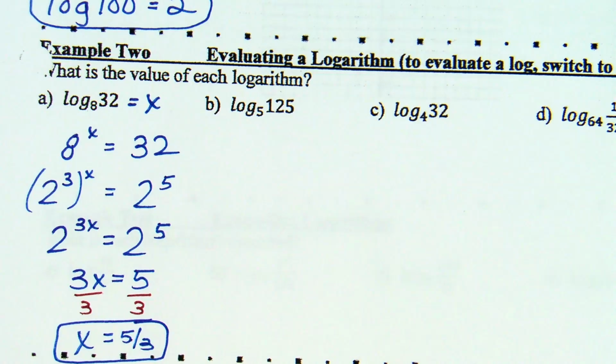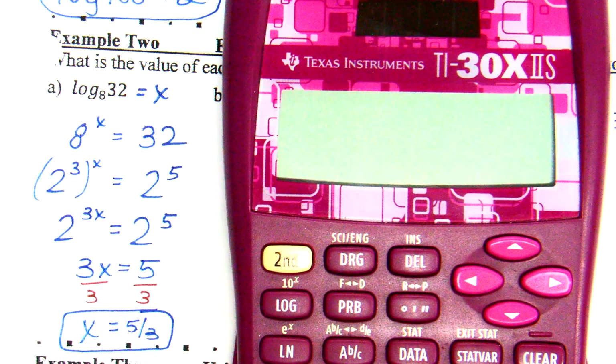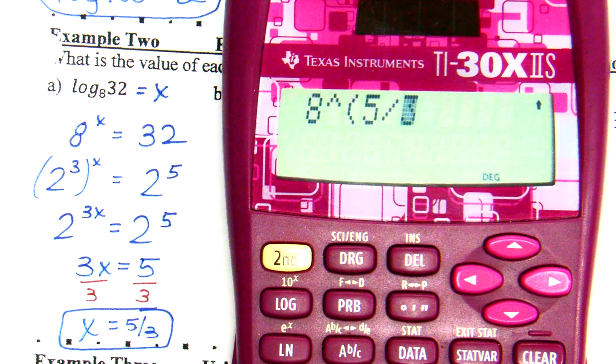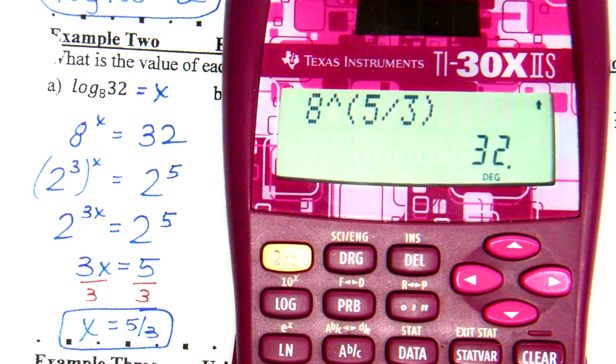The idea here, if I did 8 to the power of 5/3, I'm going to get 32. So if I do 8 raised to the power of 5 divided by 3, my calculator is going to tell me it's 32. Okay, so there's your proof. I can't punch in on the calculator and show you that log base 8 of 32 is x, but I can show you that.